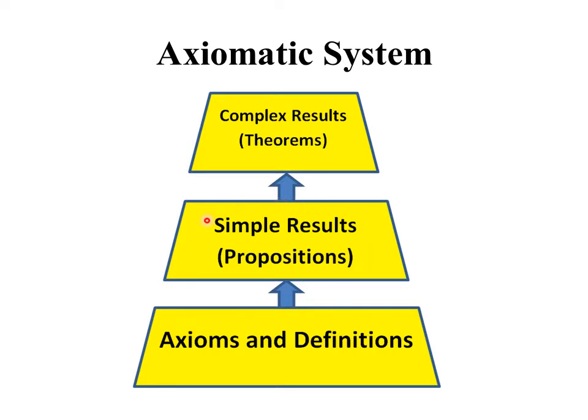Then we can take those simple results, combine them with axioms, definitions, and logic to get more complex results that we call theorems. In this section we're going to start doing this axiomatic system with probability. We're going to talk about some definitions, state our axioms, and use those to prove some simple results. Then as we go through the semester, we'll use these simple results to prove more complex results about probability. So this is how we're going to use the axioms that we state in this section.